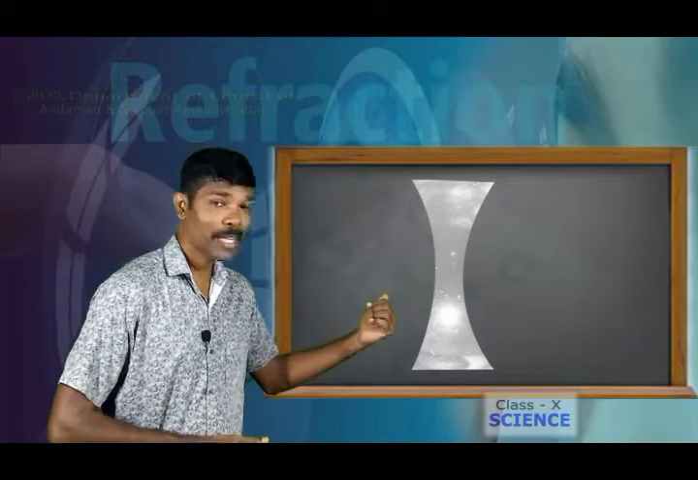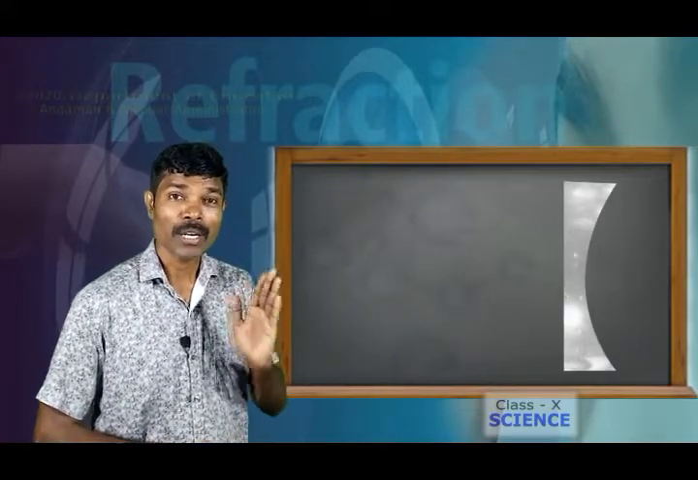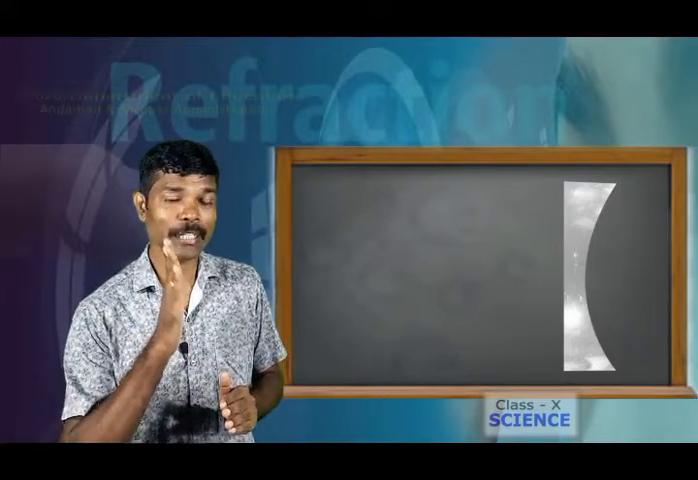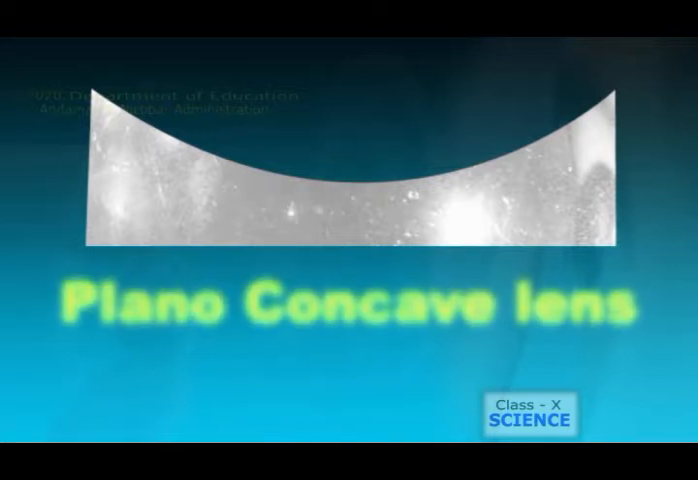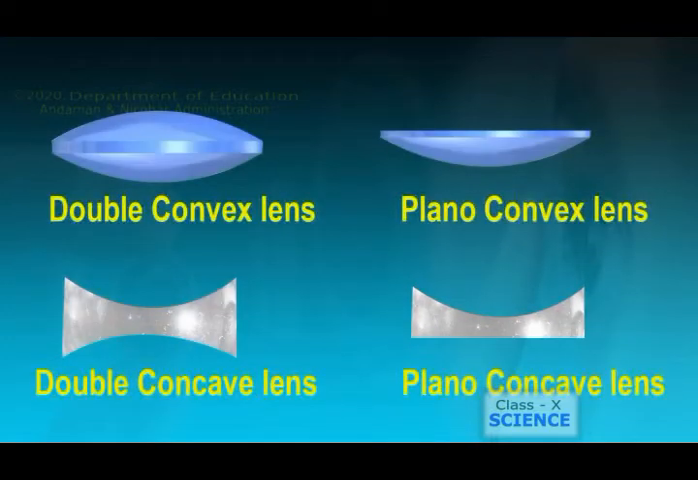Whereas on the other side you see a picture, it is also a concave lens, but one surface is plane and the other surface is spherical, that is concave. Such type of lens is known as plano-concave lens. These are the four different categories of lens which we will study in class 10th.